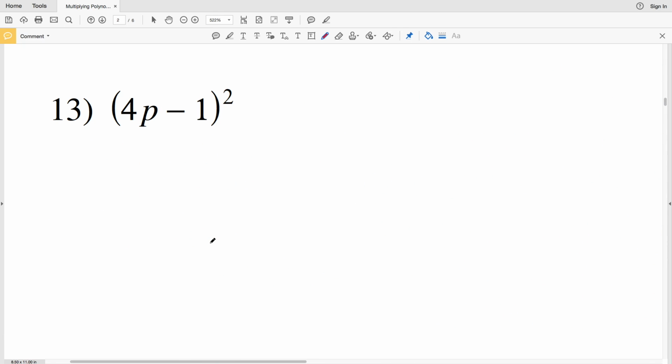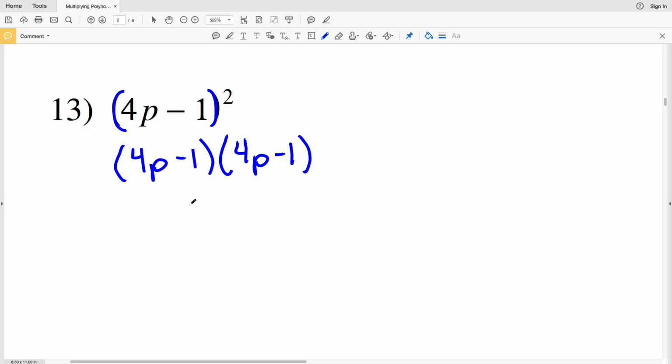Number 13 says 4p minus 1 squared. But remember that squaring is the same as multiplying whatever that base is, which in this case is 4p minus 1, to itself. Think of it as this. Let's say we had a squared. We know that a squared is a times a. In this case, we have 4p minus 1 squared, so we can rewrite that as 4p minus 1 times itself, 4p minus 1. And then it's what we've been doing all along.